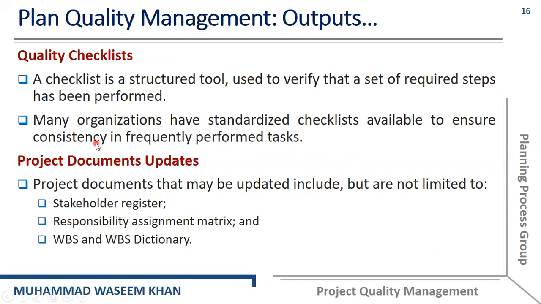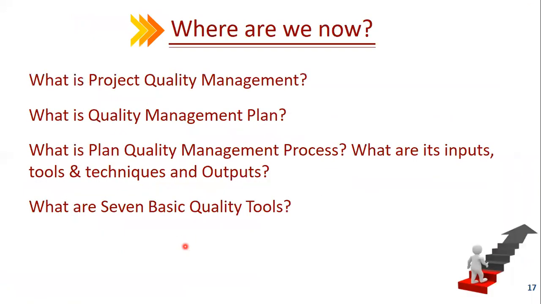Then we have the project documents updates. Project documents that may be updated include but are not limited to the stakeholder register, the responsibility assignment matrix, and the work breakdown structure and work breakdown structure dictionary. As we have discussed many times in the previous lectures, when you perform any changes in any part of the project, then you need to go and update the relevant project documents. So that is another output of plan quality management.